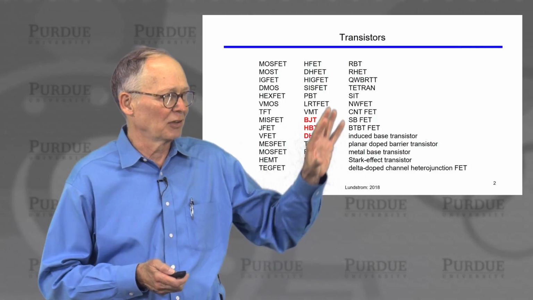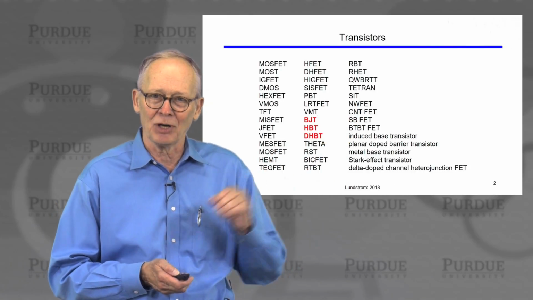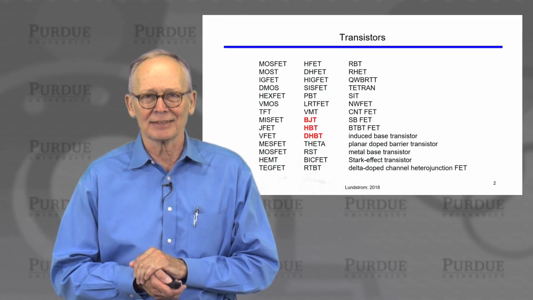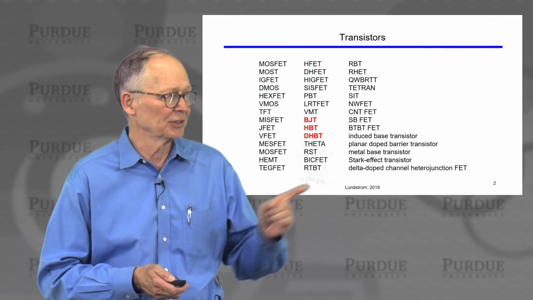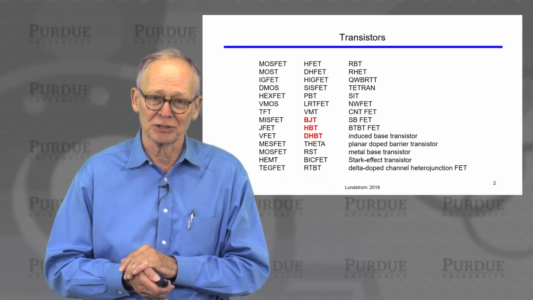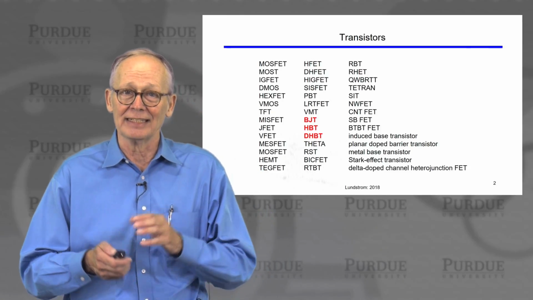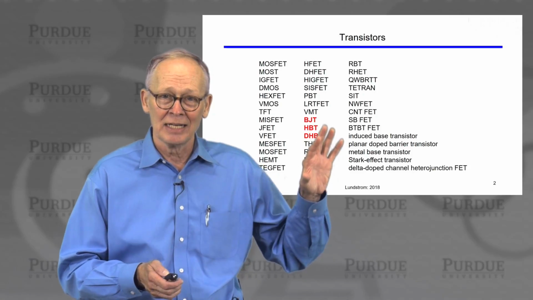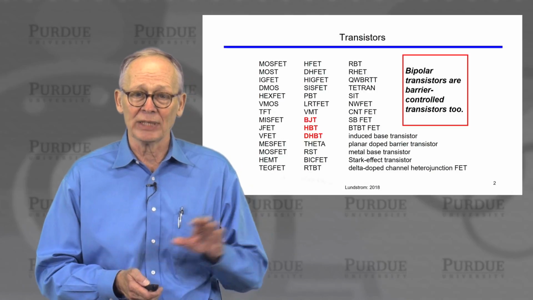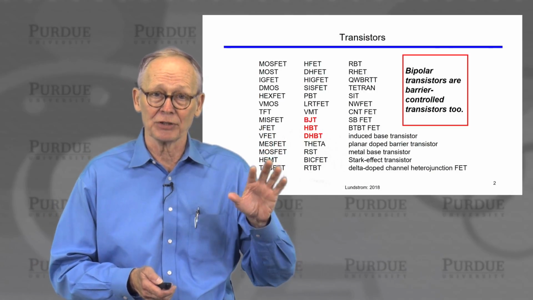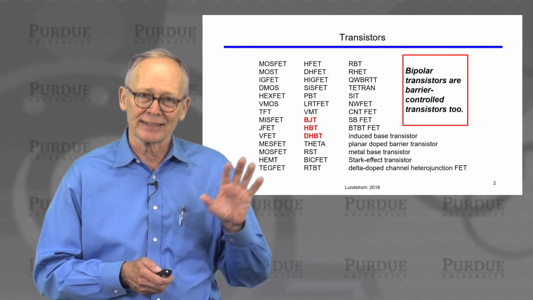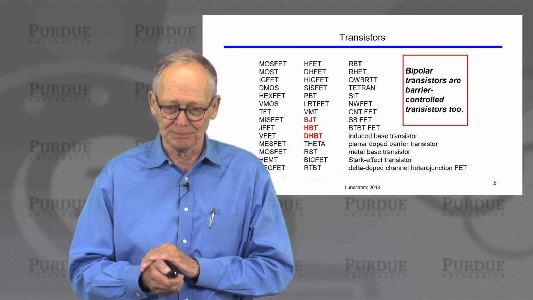So there's a large number of transistors. We focused on MOSFETs. Now we said a little bit about HEMTs as well. There's also another class of transistors called bipolar transistors. There are different flavors. BJT is bipolar junction transistor. HBT is heterojunction bipolar transistor. DHBT is double heterojunction bipolar transistor. We're going to talk about all of those devices in the next lecture. The important point is that those devices are barrier-controlled devices also, so the same concepts that we use to understand MOSFETs can be used to understand bipolar transistors as well.